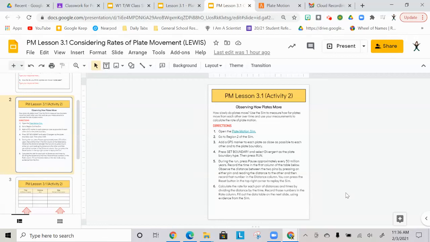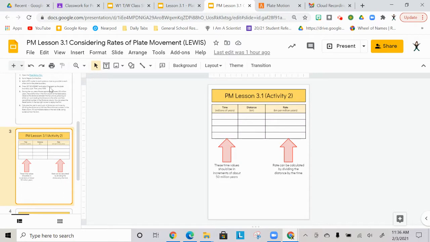Okay, a quick review of how to complete this observing how plates move activity. This is the one you did together with a partner in class today. Directions are on slide 2. Data collection is on slide 3.